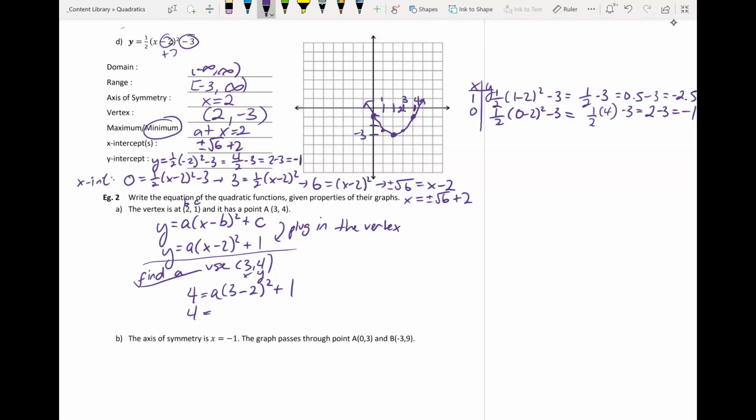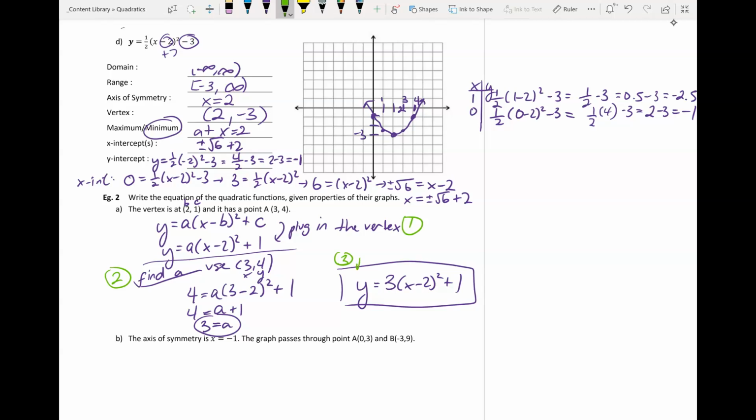So 3 minus 2 is just 1, and 1 squared is just 1, so I'm just left with A. Then I'll subtract 1 on both sides. So 4 minus 1 is 3, and that's our A value. Now I'm going to put it together. So Y is equal to 3(x minus 2) squared plus 1 is our final answer. So again, your first step is to plug in the vertex. Your second step is to find A. Your third step is to put it together.